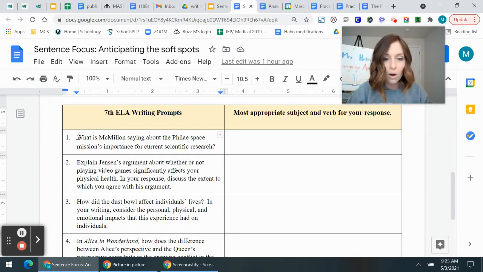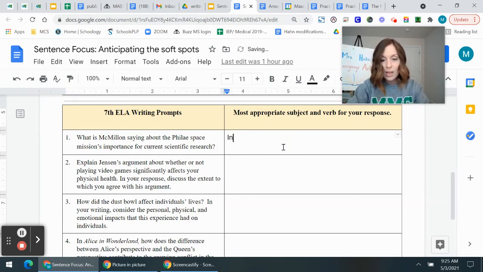Let's practice. What is McMillan saying about the Philae space mission's importance for current scientific research? This comes from one of the 8th grade Ohio AIR Practice tests. What is McMillan, so we're assuming that's the author, saying about the Philae space mission's importance for current scientific research? Think about this for a second. What would we say? Well, there's a few ways we could start. Remember, we want to give a little context.